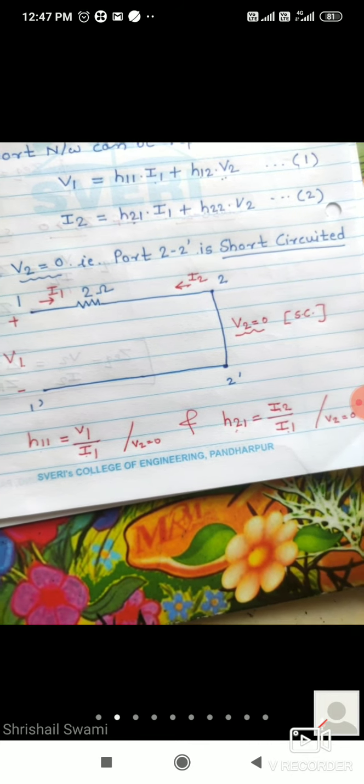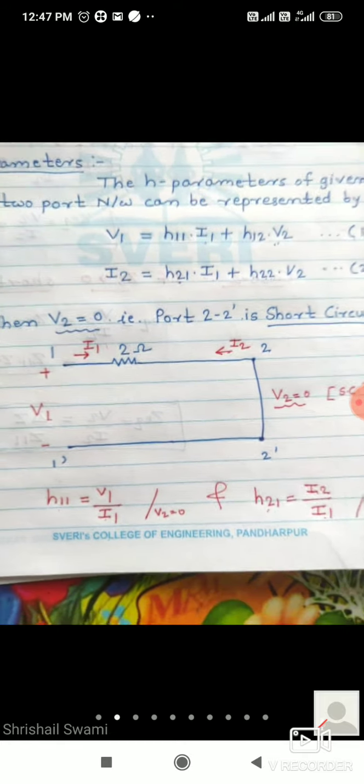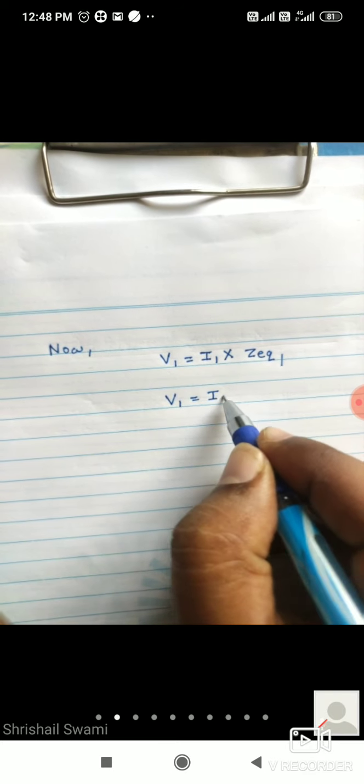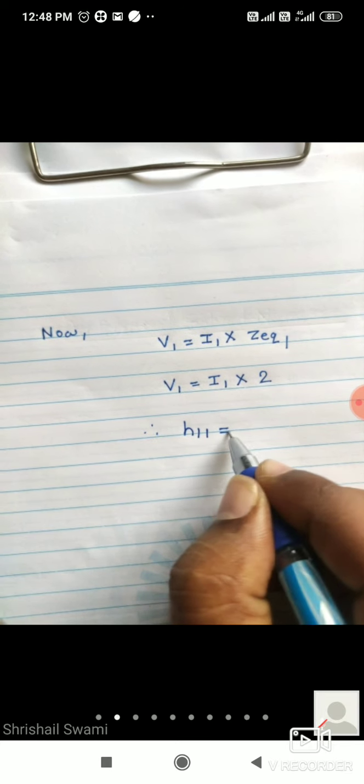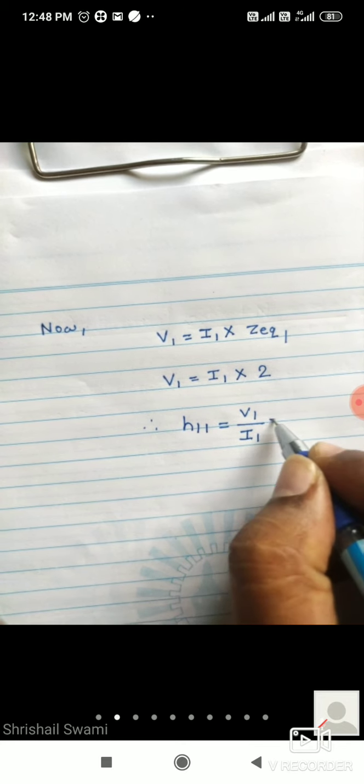So directly we can get the answer now. It is a very simple network. Now V1 is equal to I1 into Z equivalent 1, which is only 2 ohm. So what is V1 upon I1? That is H11, which is equal to V1 upon I1, which is equal to 2.